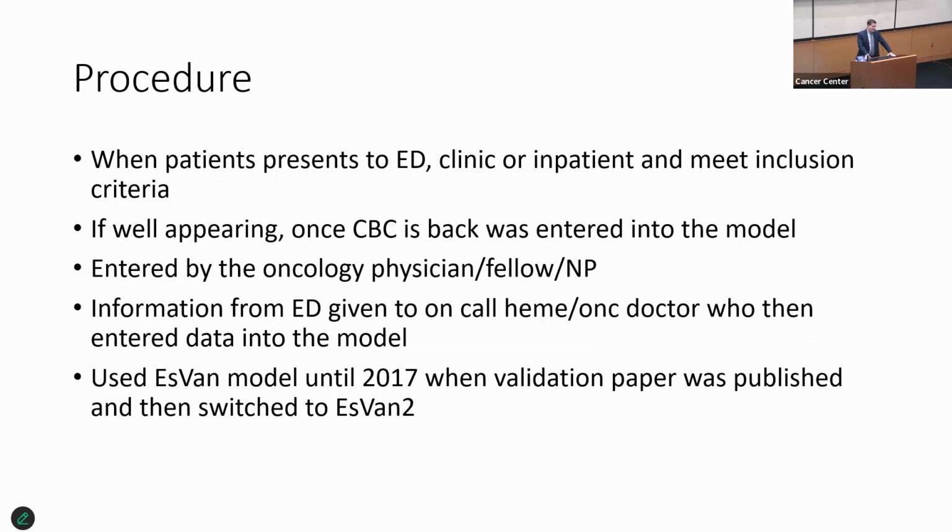So when a patient presented to the ED, clinic, or inpatient, or even an outside hospital, and met inclusion criteria, if they're well appearing, once the CBC was back, we would enter it into the model. This would be done by our oncology physician, fellow, or NP. So on call, if it was through the ED, it would be the fellow on call that would enter it in, and then we would save it. And then we would use the model to determine a prediction. We used the regular Esbenshade model until 2017, when we found out that the Esbenshade 2 was better, and we switched to that at that point.